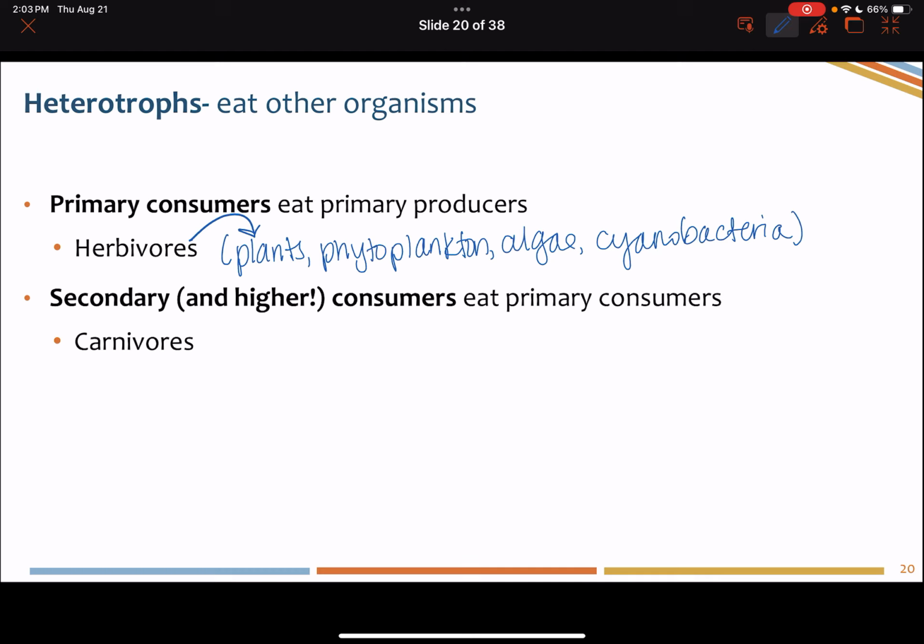Anything higher than primary is going to be a higher level consumer. These guys are going to be the ones that are eating our primary consumers. Sorry, they're eating the herbivores. These are going to be our carnivores. And those carnivores, as you saw on the slide with the food chain from the African savanna, can occupy multiple levels within a food chain, or within a food web, I should say.